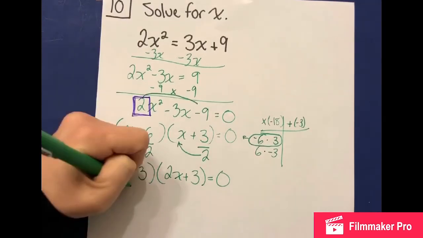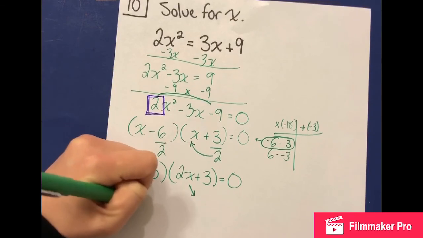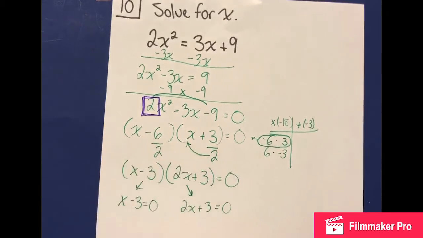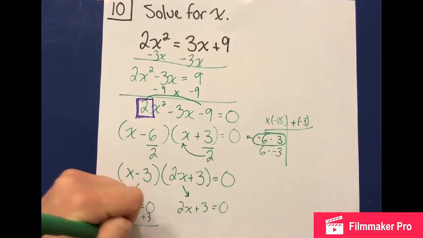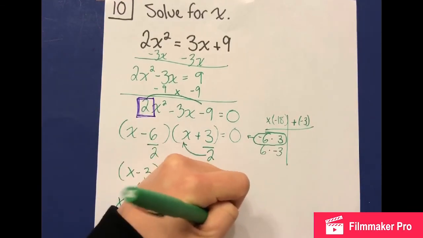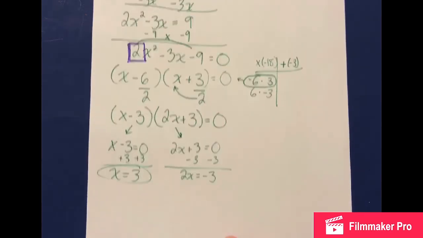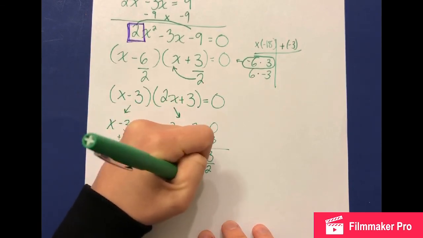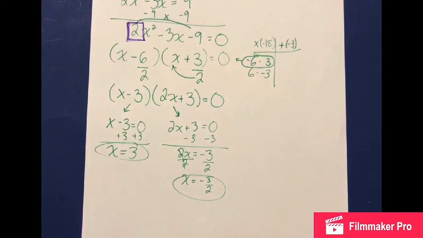This is important that you set each equal to 0. I have x minus 3 equals 0, 2x plus 3 equals 0. And I solve each. Over here, x equals 3. Subtract 3, subtract 3. I get 2x equals negative 3. Divide by 2, divide by 2. I get x equals negative 3 over 2. I'm going to leave it like that. Okay, that's it.